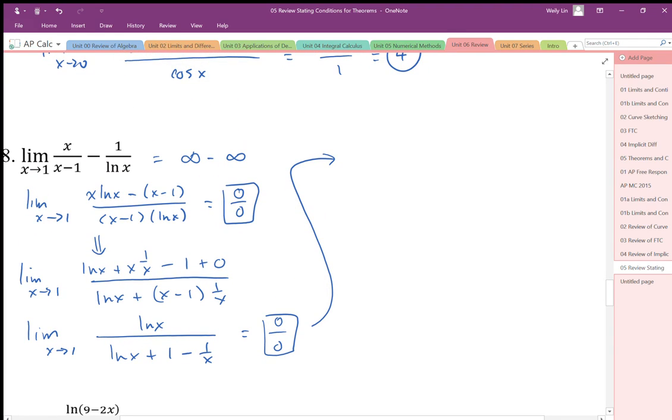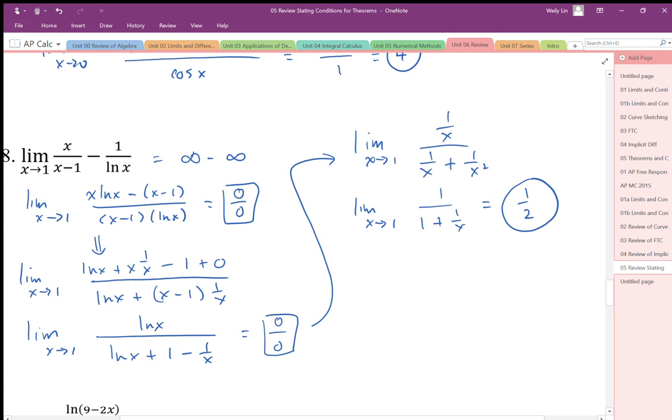Okay, so knowing my condition is satisfied, I differentiate that to 1 over x. 1 over x, the derivative of 1 is 0, minus that becomes negative 1 over x squared. Okay, I'm going to simplify this expression. That's going to be 1 over 1 plus 1 over x. When I plug in, I get 1/2 as my limit. Here I had to apply L'Hopital's 2 times.